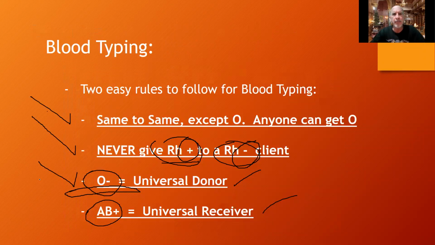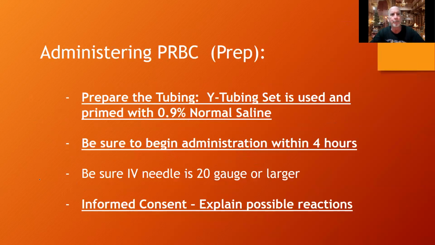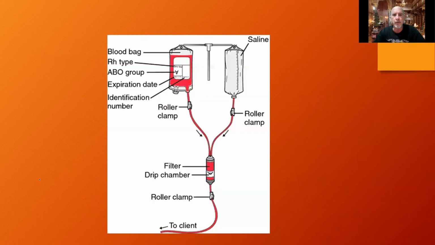No more questions on that before I move on? Now, there's a couple things when it comes to doing a transfusion. One of those is you have to prep the tubing and stuff for the patient because blood transfusions do not use regular tubing. That tubing that you plug in for giving them normal saline, that's not what you use. The tubing that you use for blood transfusion is called Y tubing.